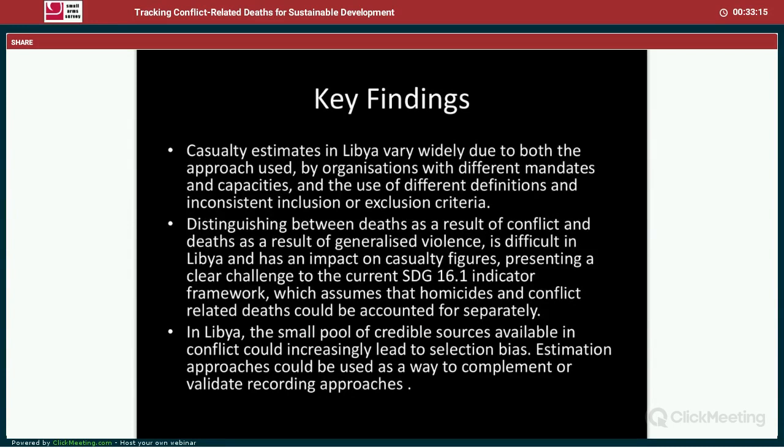Another finding is that Libya is a relatively low-intensity conflict if you look at the casualty numbers, but because of the insecurity, there's a small pool of credible sources available, and that could lead to selection bias. So estimation could be a way of validating.